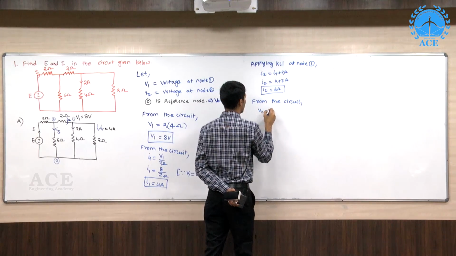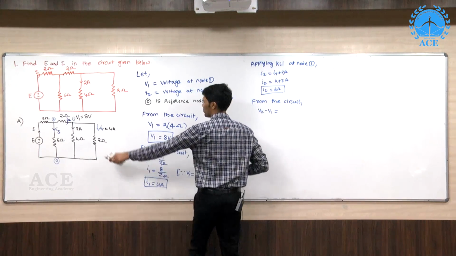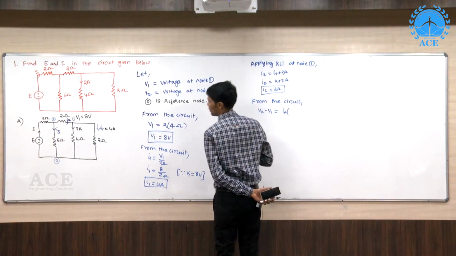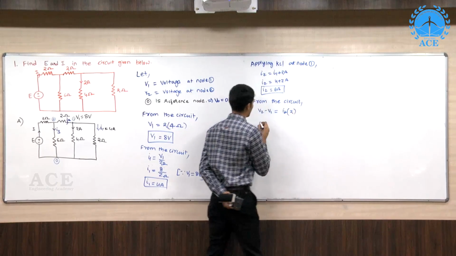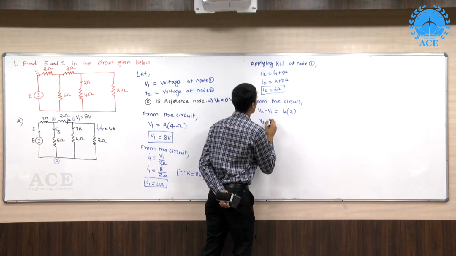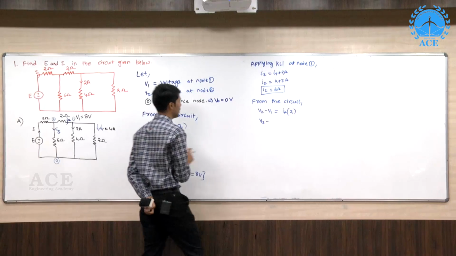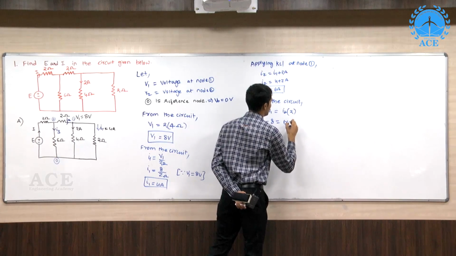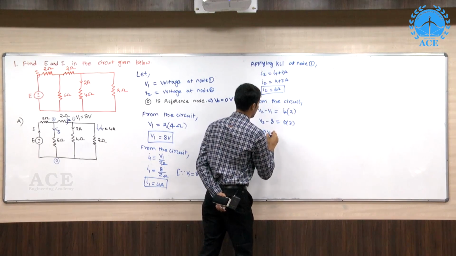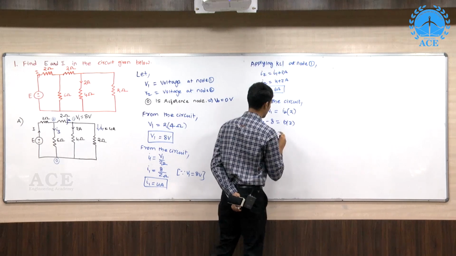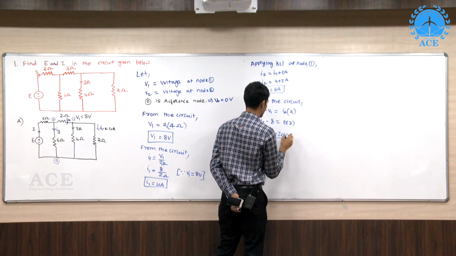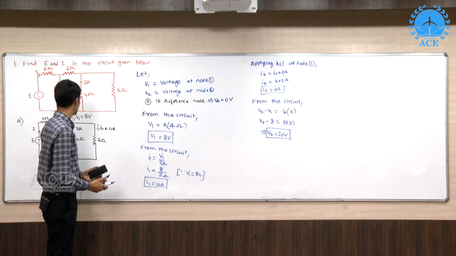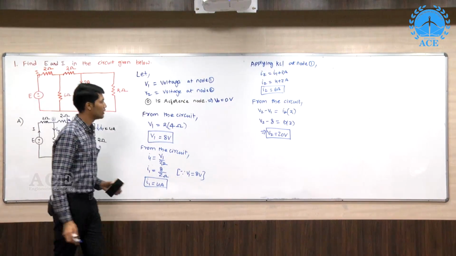V2 minus V1 is equal to the voltage drop across this resistance, that is nothing but I2 into the value of resistance, which is 2 ohm. So V2 minus V1 is 8 volt, that is equal to I2, which is 6 amperes, into 2. That implies V2 is equal to 8 plus 12, that is equal to 20 volt. Now we have the voltage across this node, which is equal to 20 volt.